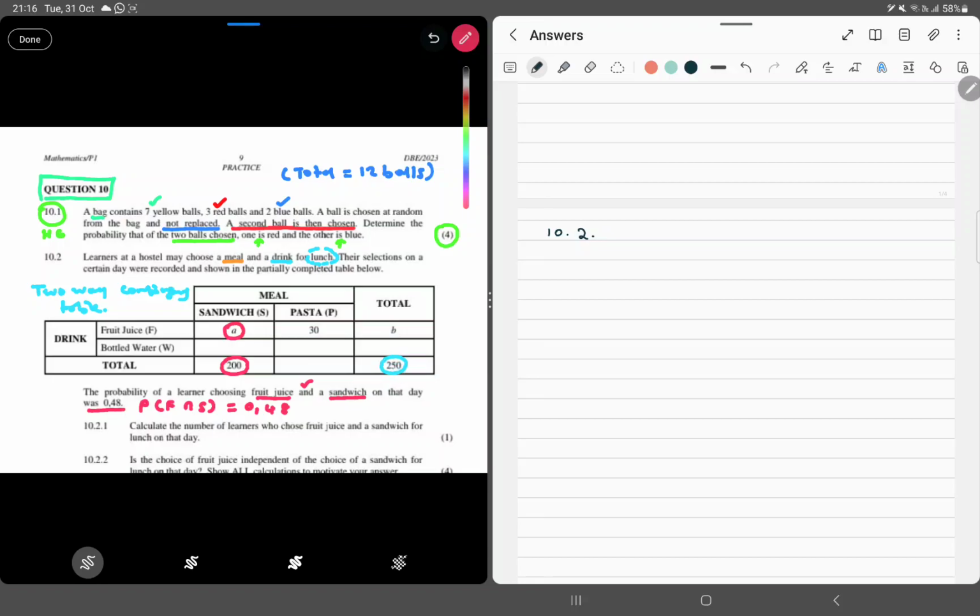So let's see. This is going to be essentially A over 250 is equal to this probability 0.48 over 1. You just cross multiply there. We can get A as 250 multiplied by that probability 0.48. And let's see what it gets us.